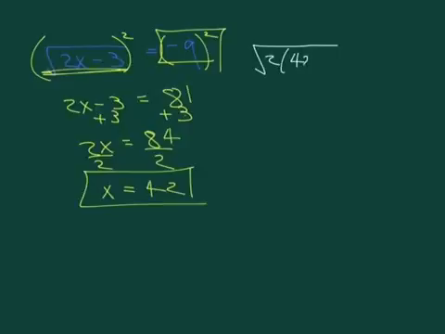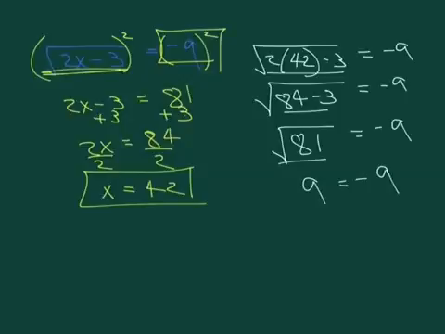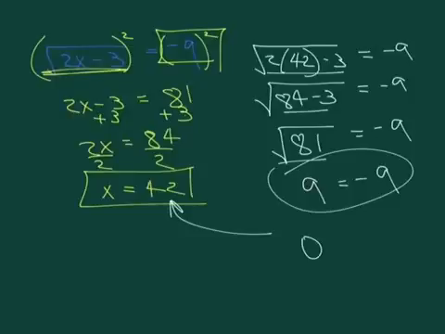The square root of 2 times 42 minus 3 equals negative 9. All right, let's solve that. 2 times 42 is 84 minus 3 equals negative 9. 84 minus 3 equals 81, so what's the square root of 81? 9. Does that equal negative 9? No, it does not. That's an extraneous root right there. We did everything right, but when we solved it, we found out our solution doesn't check because it gives us a false statement right here. So therefore, the solution to this is the null set.